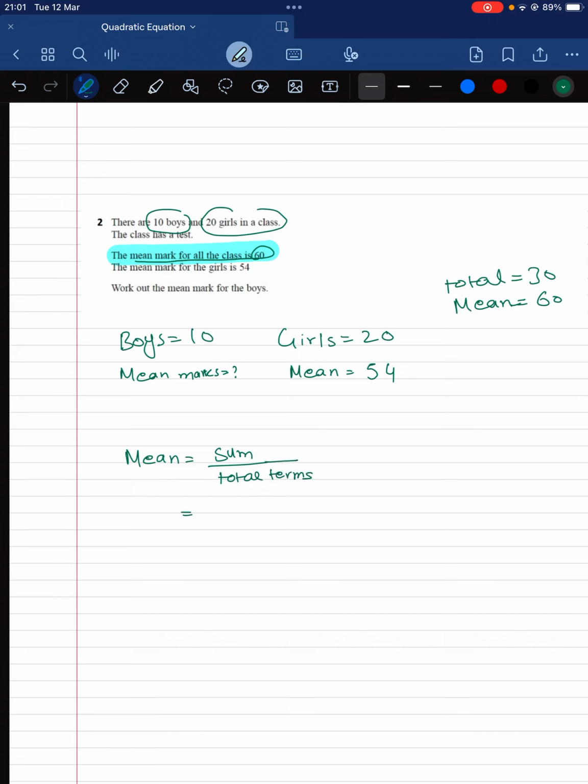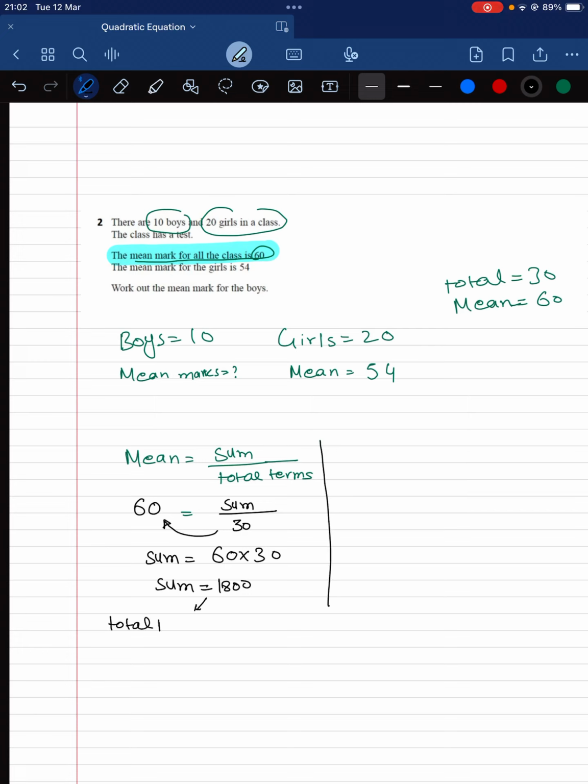As you can see, for the total 30 students, the mean is 60, so we just replace its value. 60 is equal to sum over total students. We don't know the value of the sum, the total marks. We know the total number of students is 30, so this 30 will multiply on this side, so sum will become equal to 60 times 30, so sum is equal to 1800. It means that the total marks of the 30 students is 1800, right? This 1800 represents the total marks including all the girls and all the boys.